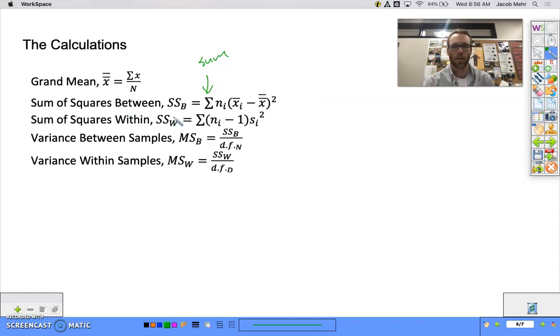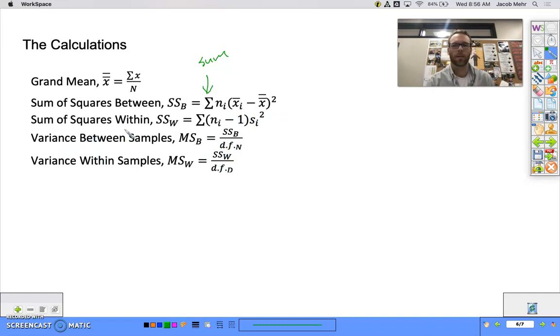The sum of the squares within helps us find the mean squares within, and it is also a sum. We take the size of each sample minus 1 times the variance of each sample, and we add up all of those for the different samples.